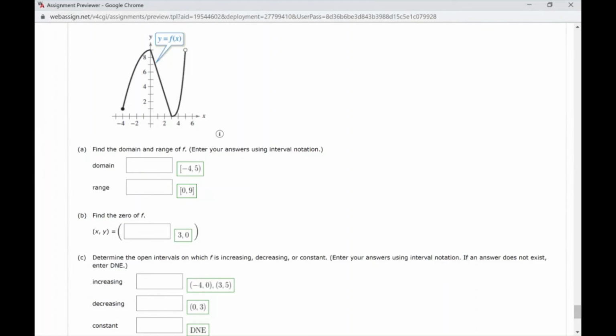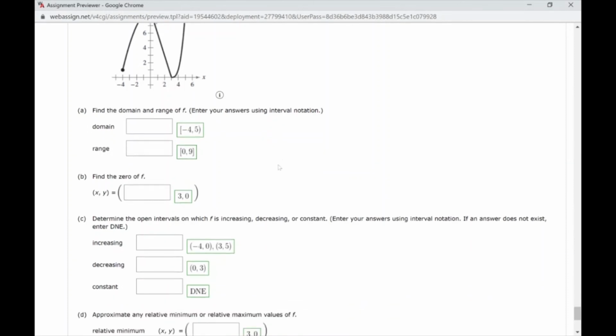Now what happens here from 0 to, what is this x value? 3. What happened? Not increasing, I'm decreasing on the interval between 0 and 3. And then I started increasing again from 3. If we drew a line right here, it corresponds to 5 on the x-axis. So from 3 to 5, you're also increasing.